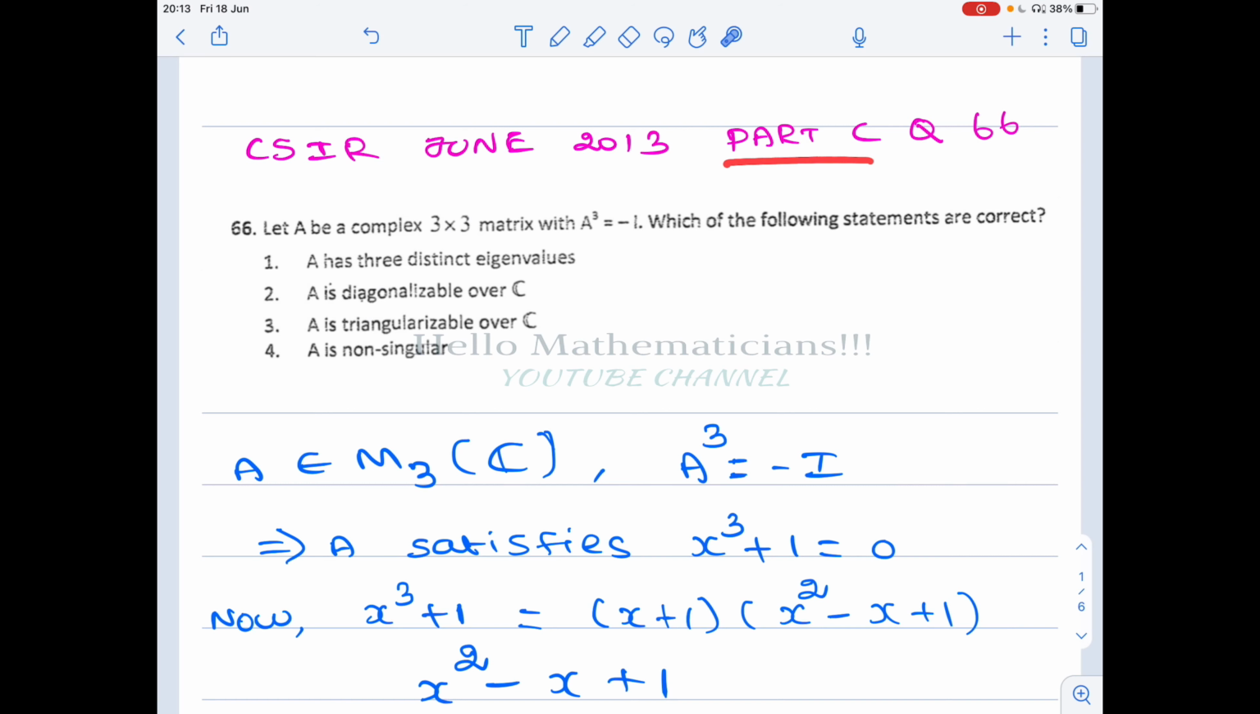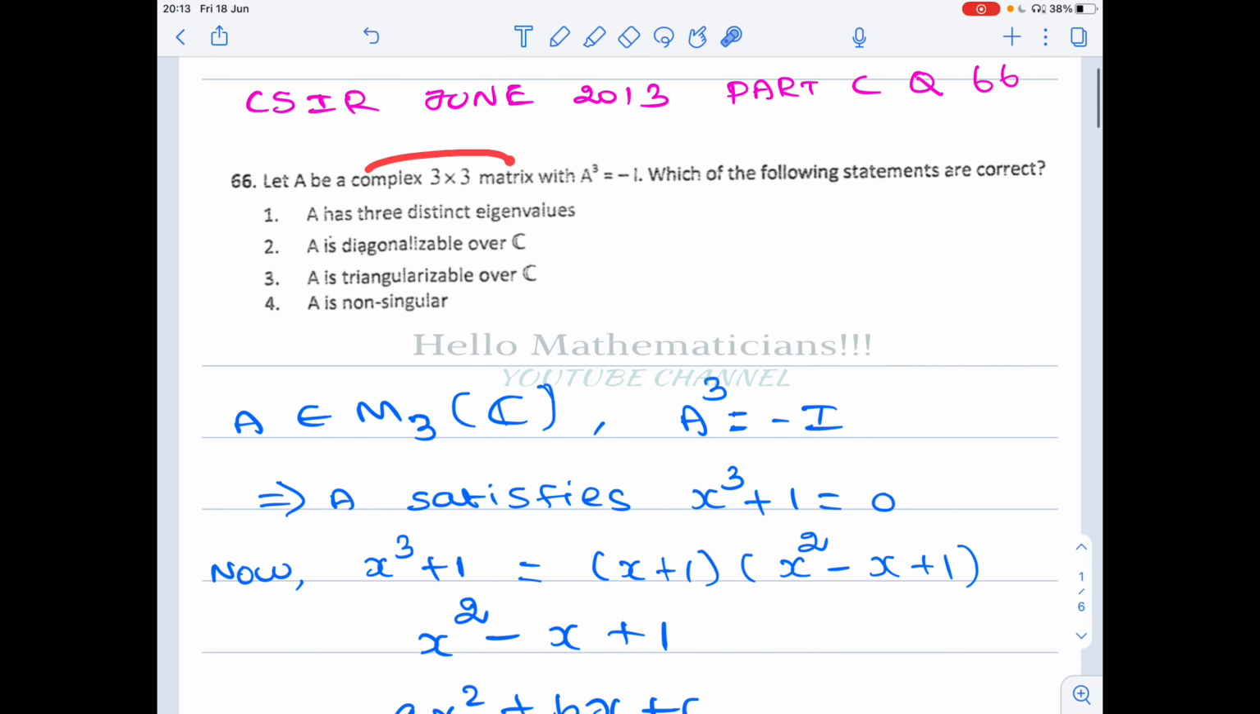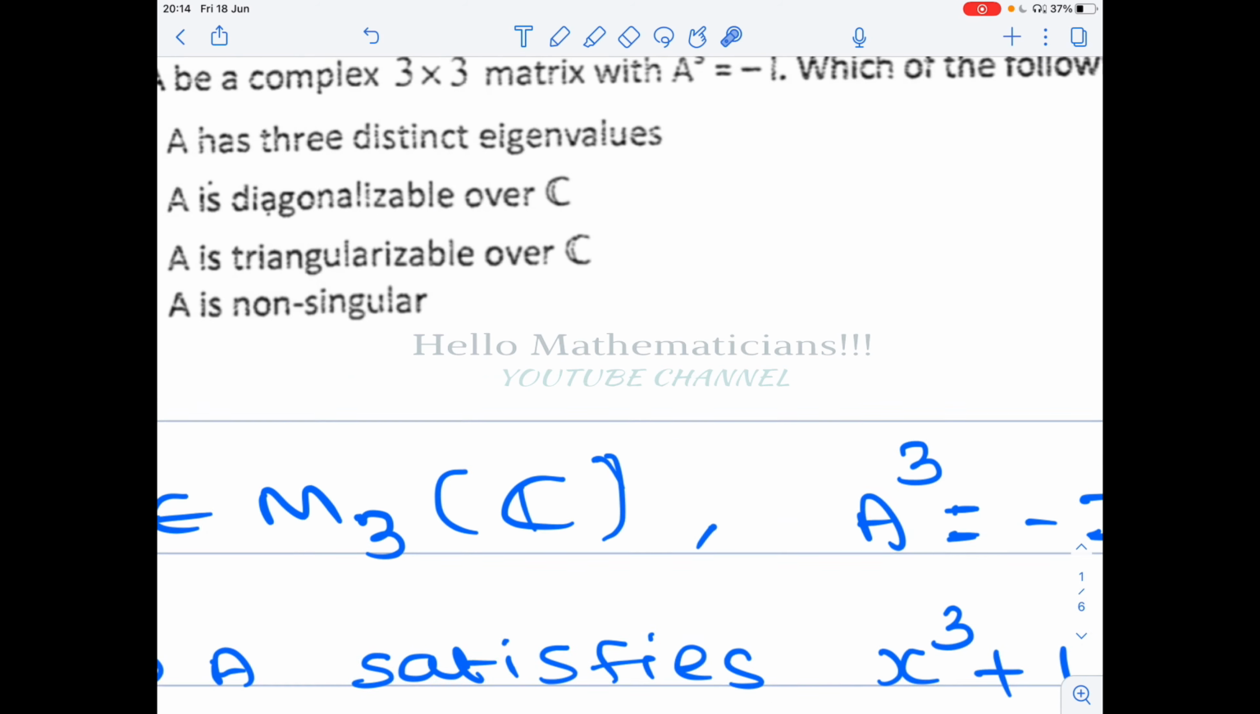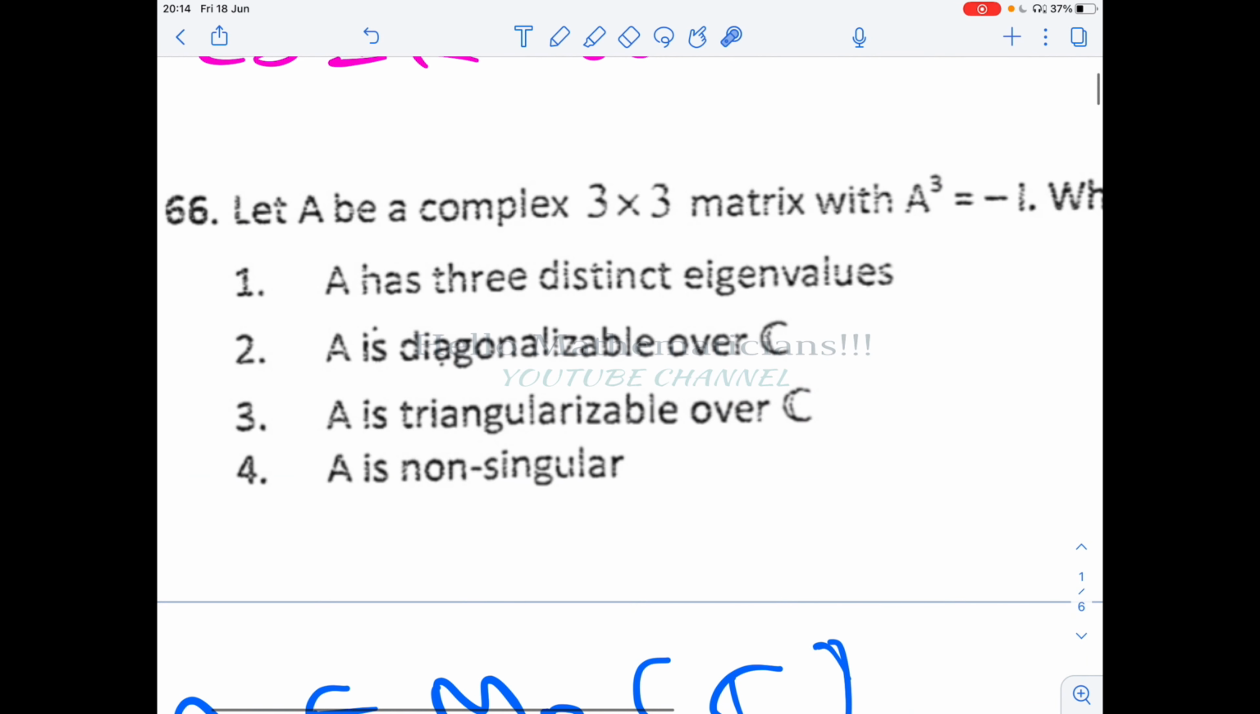It is a part C problem, and A is a complex 3 by 3 matrix satisfying A cube equal to minus I. Which of the following statements are correct? Okay, maybe options I will just zoom and I'll show you. So if a matrix satisfies A cube equal to minus I, then the options are: A has three distinct eigenvalues, A is diagonalizable over C, A is triangularizable over C.